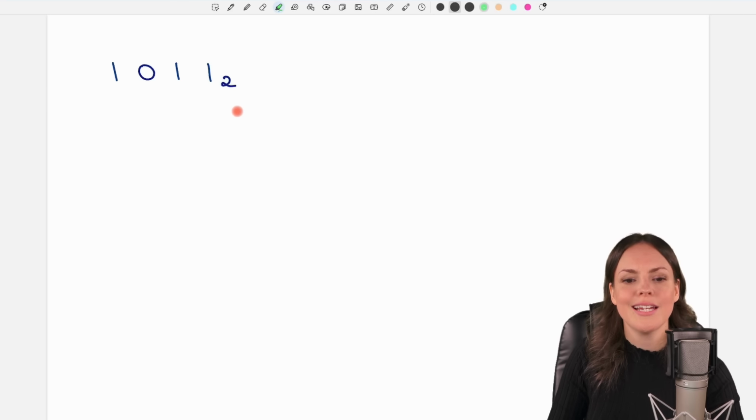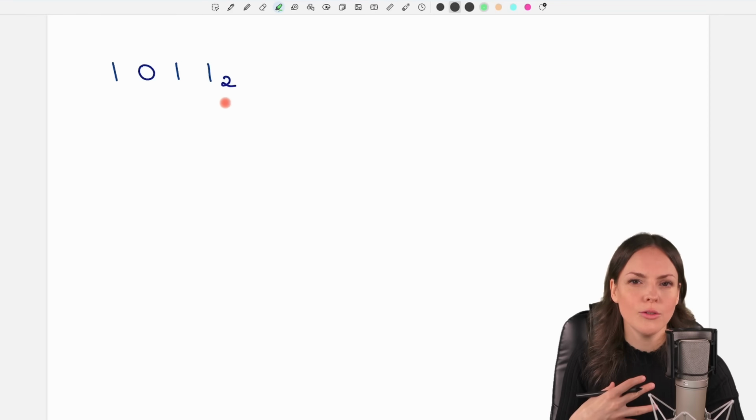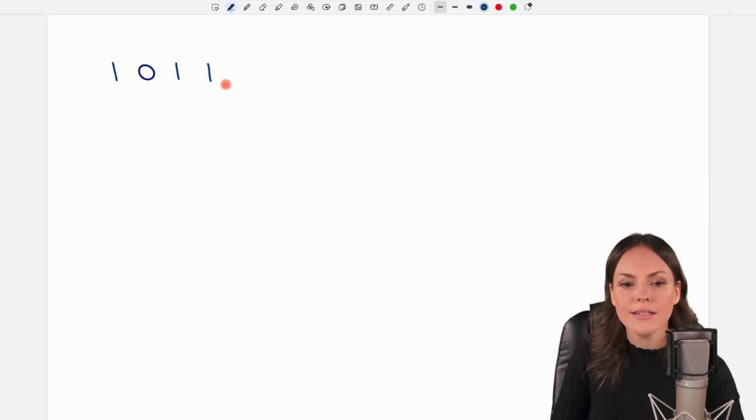This tiny 2 tells us that this is a binary number. So we have this number system base 2, not what we are used to, base 10, where this number would be 1011. But no, this is base 2, so this number is actually called 1011. And we have to convert this binary number now into our decimal system. How can we do that?